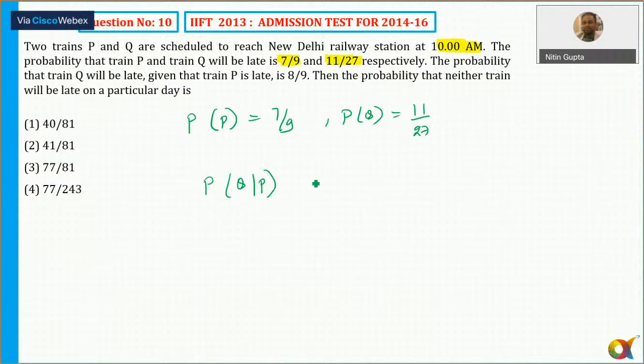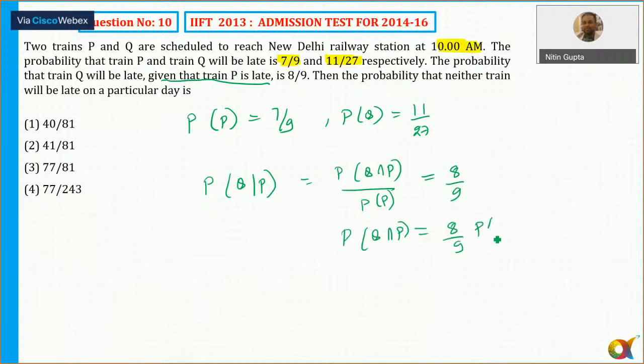This is what Bayes theorem says. That given the event that P is late, what is the probability that Q is also late. So okay, so the probability of A and the given condition is by 9. Okay, which will come out to be 1.